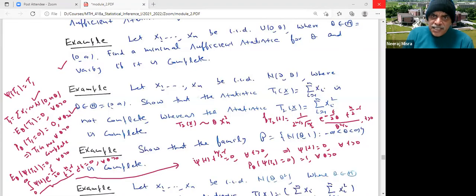So if T1 was sufficient, since T2 is minimal sufficient, T2 should have been a function of T1. But you cannot get summation xi squared from summation xi. So T1 cannot be sufficient.